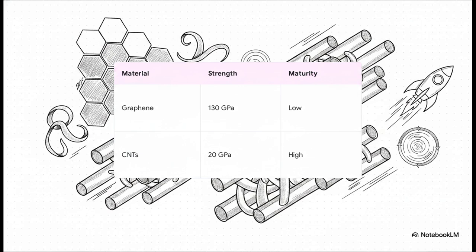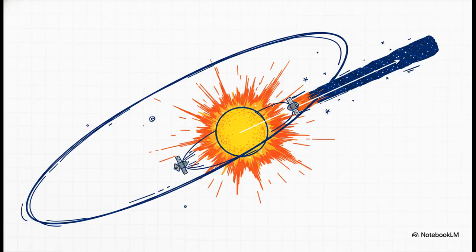Then we have the tether material, arguably our most critical component. Graphene is an absolute beast, offering 130 gigapascals of tensile strength. But good luck mass-producing it in large continuous sheets right now. So carbon nanotubes, or CNTs, step up as our mature, ready-to-go baseline. At 20 gigapascals, they are commercially available and more than strong enough to handle the extreme centrifugal forces for these missions. And here is where orbital dynamics really brings it all home.